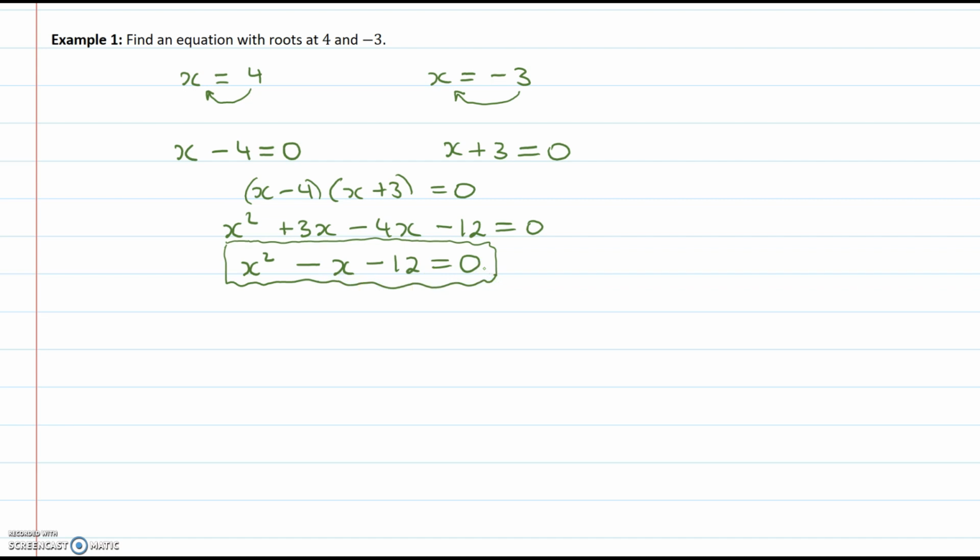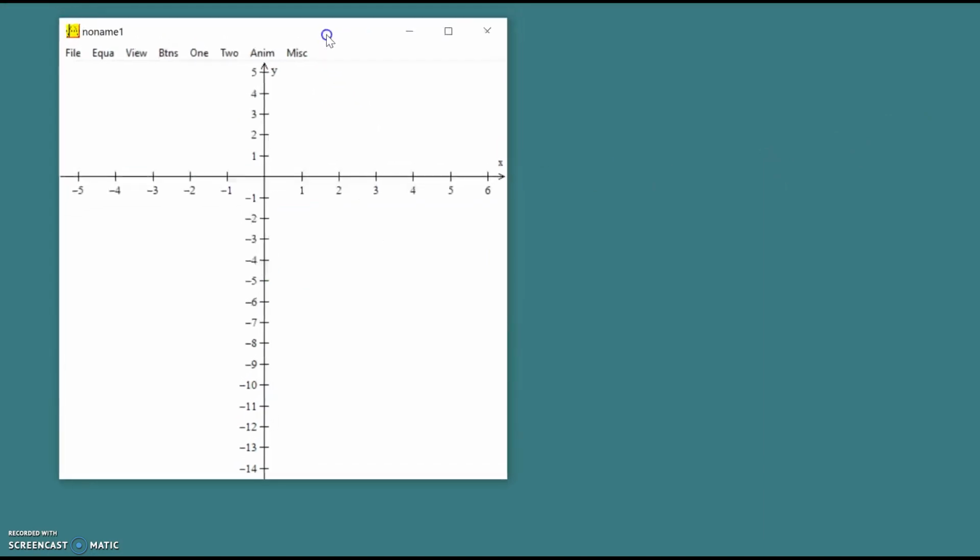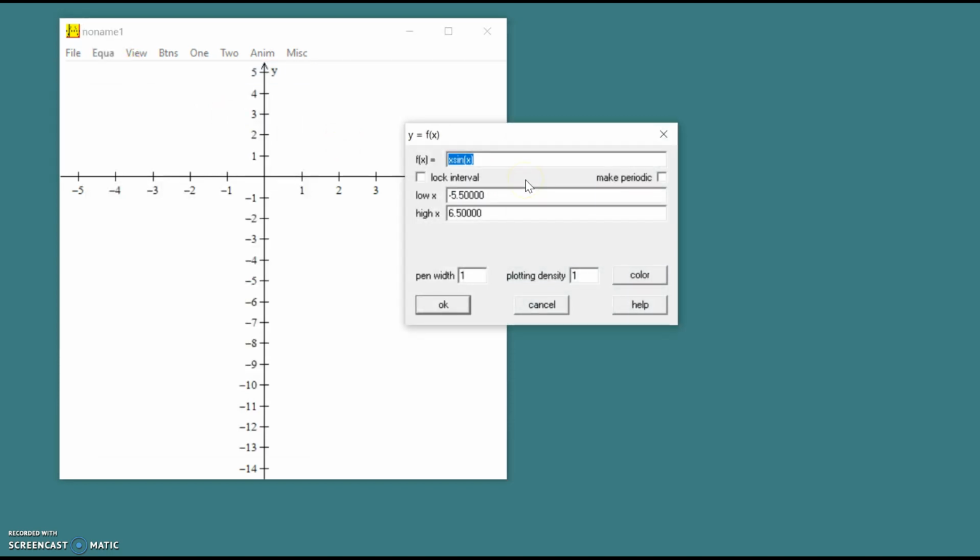Now remember what I've tried to impress on you all along is that it's very important to justify what you do algebraically with a graphical picture of this. So we're going to do that right now. I'm going to use WinPlot, which is something you can download for free. And here is WinPlot, graph set up for you already. And the equation that we came up with, I'm going to type it in, is x squared minus x minus 12.